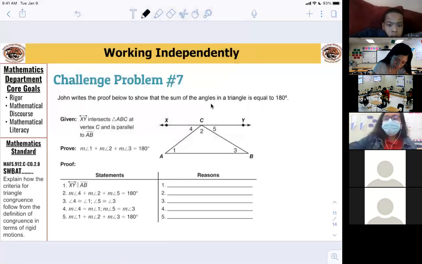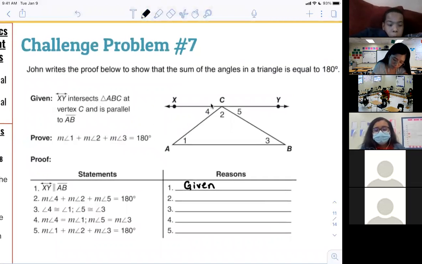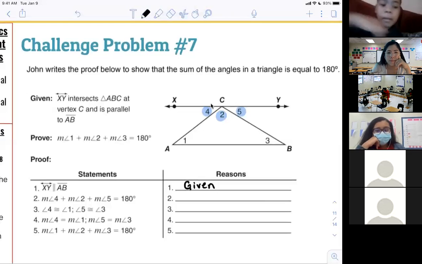Number 3 is alternate interior angles. Good, you're correct, but I'm going to wait till we get there. I don't want to skip around. Number 2, does anyone have an idea for number 2? Number 2 is telling me that angle 4 plus angle 2 plus angle 5 will equal 180. Angle sum theorem? That's one of them.